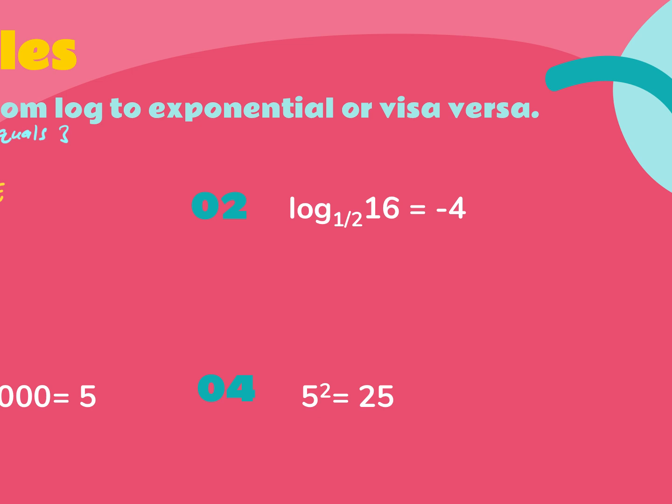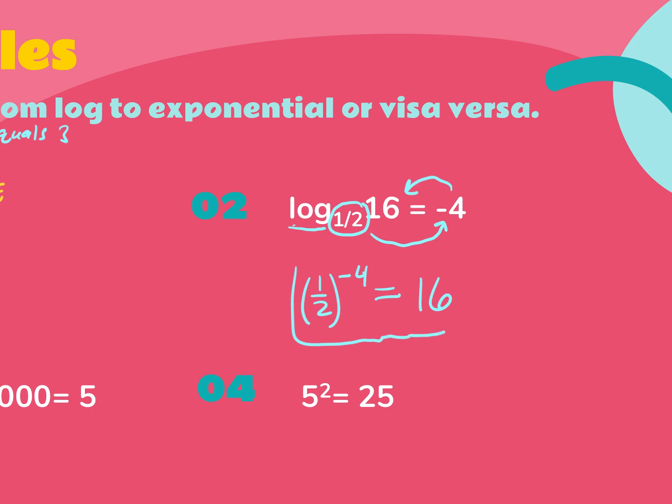Again, this is a log equation. I see a log. Our base is 1/2. So that means I know in my exponential form, I'm going to have 1/2 to the power of something. What is that something? We'll draw the arrow. It's pointing to the -4. So I know 1/2 to the -4 has to equal 16. Loop all the way back around, and that is your equation in exponential form.